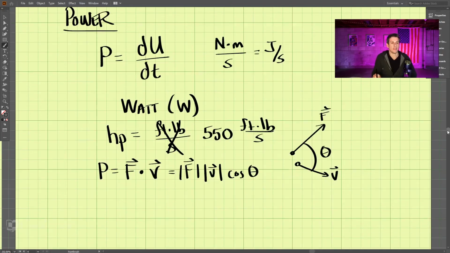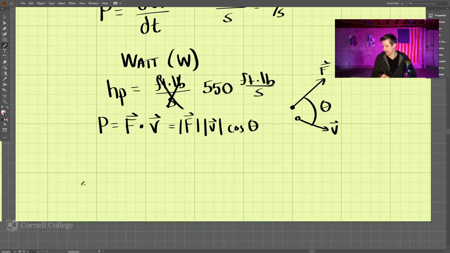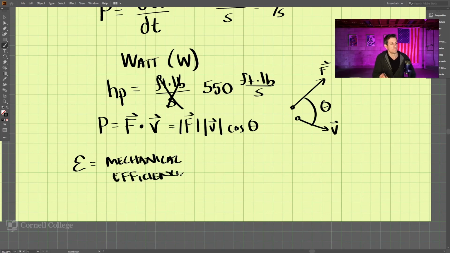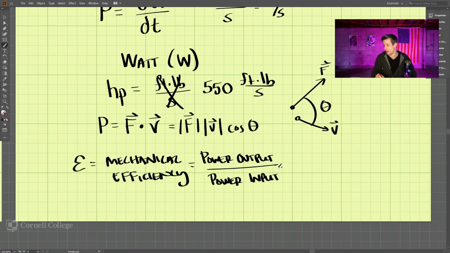Okay. And the last thing I want to go over is the mechanical efficiency, which we write as this epsilon. So epsilon is the mechanical efficiency. Okay, and that is nothing more than the power output over the power input. All right, which also can be equal to the energy output over the energy input.